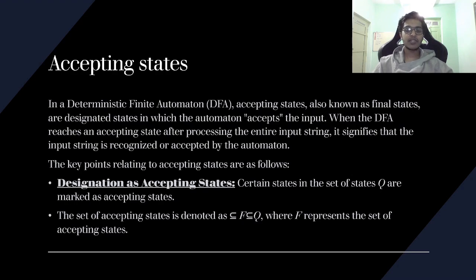The key points relating to accepting states are as follows. Firstly, we have the designation as an accepting state. Certain states in this set of states Q are marked as the accepting states. The set of accepting states is denoted as F, a subset of Q, where F is going to represent the set of all the accepting states. Moving on to the next slide.